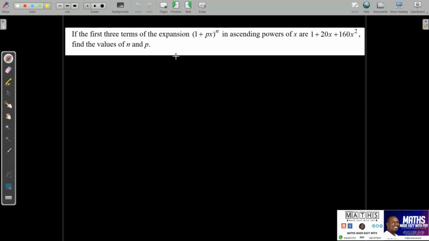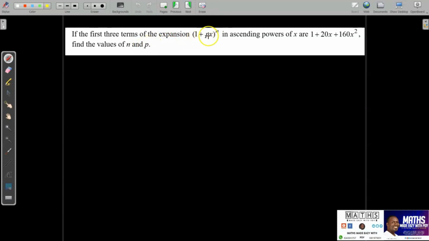Because this is just an application which is going to lead me to what I'm going to teach today. It's good for you to understand that. Are you ready for this, please? Yes, sir. Okay, so we are told that if the first 3 terms of an expansion, this is giving us what we have here. Find the values of n and p.